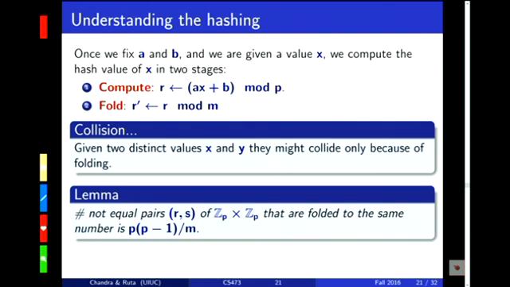So now the question is, given two keys X and Y, they may collide. So what is the number of pairs R and S, not equal, such that when we do the fold, they become the same number? There is a collision. How many such R and S are there? Okay, that is the main question now.